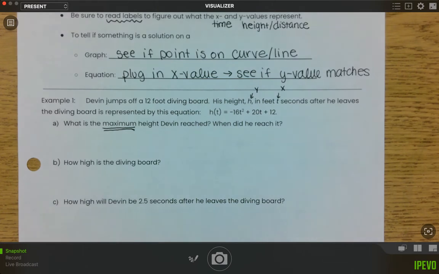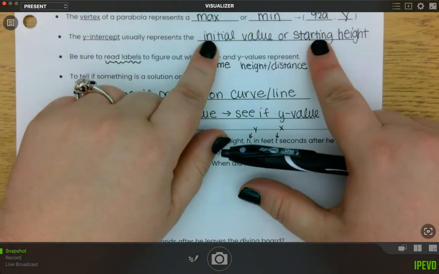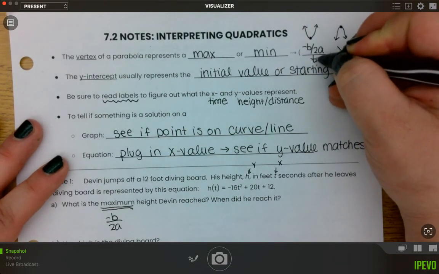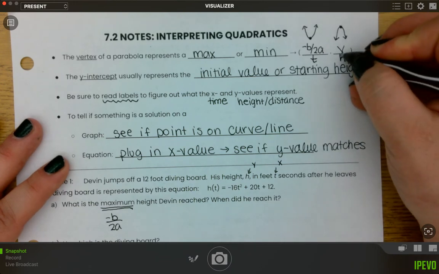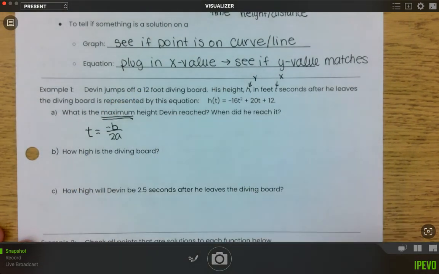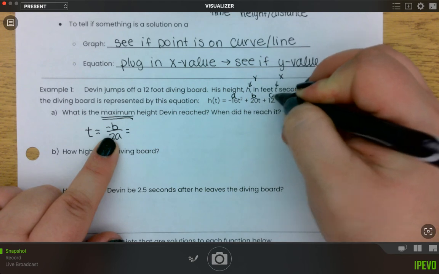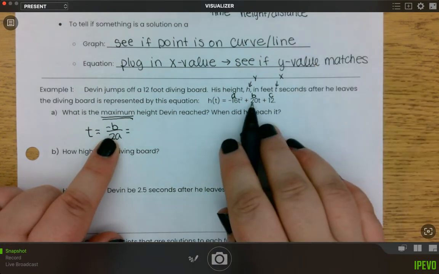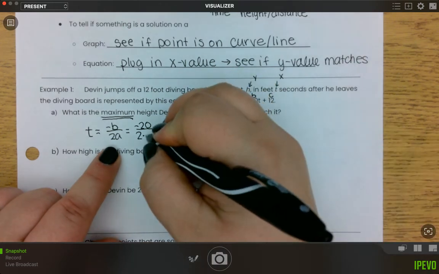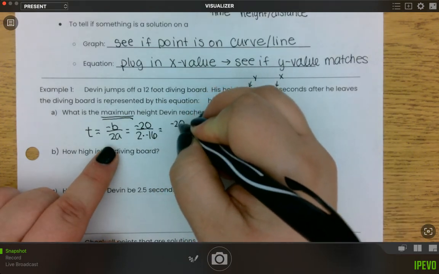When it asks you for the maximum height, that means that you're going to use that negative b over 2a formula because that goes with a max or a min, okay? When you find this, the negative b over 2a one is going to be your time. You have to plug it back in to find your height, okay? So this is going to be the time. Negative b, remember that a is the first number, b is the middle number, c is the last one. They just go in order alphabetically. B is 20. A is negative 16. So I'm just replacing the numbers where they go, and this really becomes negative 20 over negative 32.